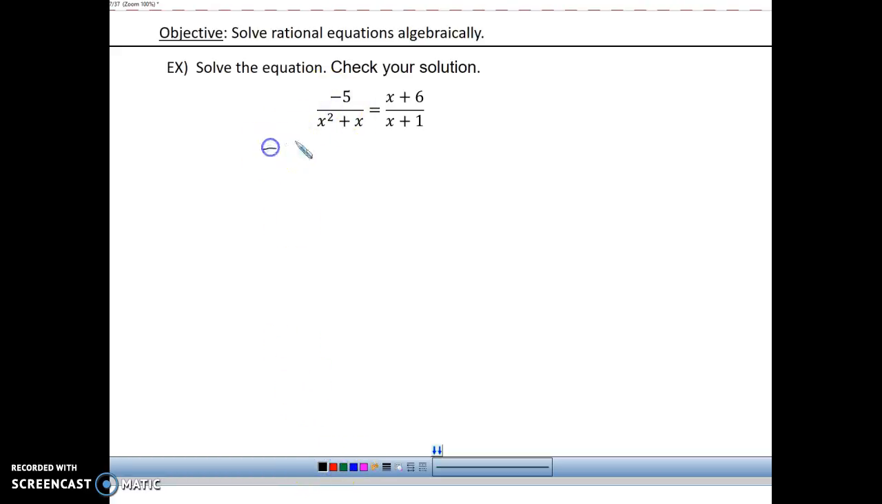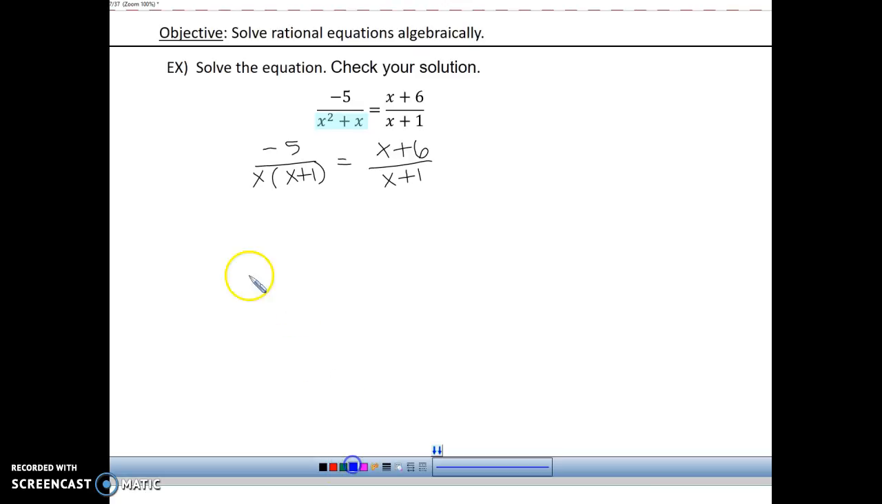I have -5 over, in my first denominator, I can see x squared plus x, they have a GCF of x. So I'm going to factor out my x, and then I end up with x plus 1, equals x plus 6 over, I really can't do anything to my denominator. I have an x plus 1. There's no GCF or anything, so it just stays as x plus 1.